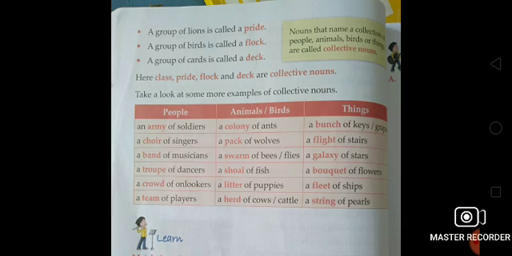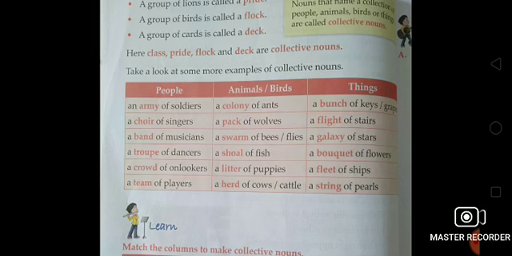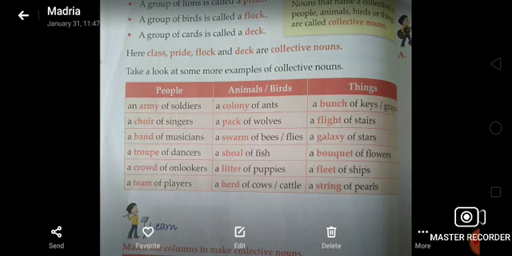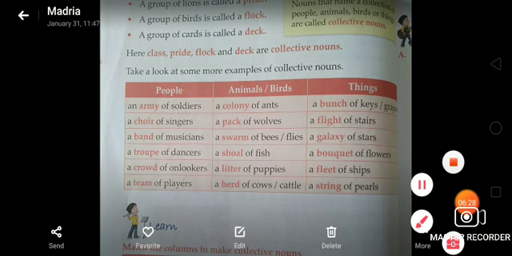So student, nouns that name a collection of people, animals, birds or things are called collective nouns. We all know that. So here we will learn about collective nouns. So here pride, flock and deck are collective nouns. So take a look at some more examples of collective nouns. Okay. Before this, we learned about common noun and proper noun. Now we are going to learn about collective noun.